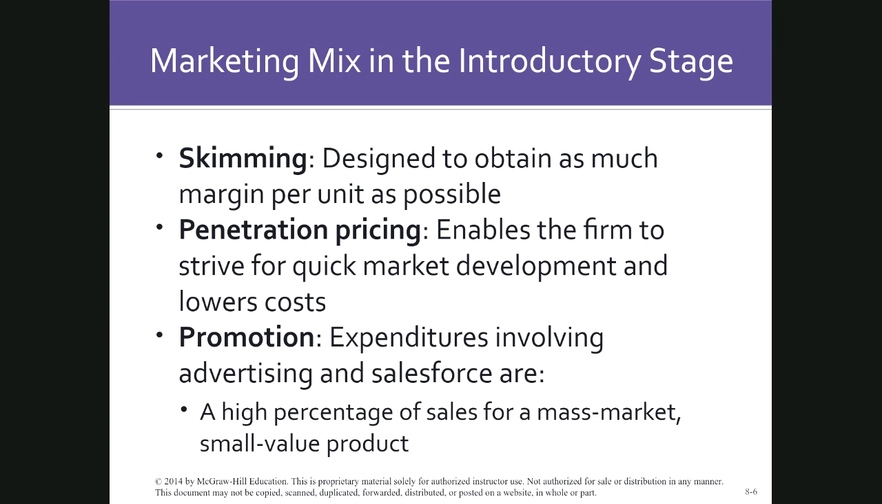Oftentimes, people get into a market knowing that they can't sustain it when competition comes in because they're either not big enough, or maybe they want to sell it and move on to something else. So they'll come in with skimming pricing, charging the highest price they can get, knowing they're going to be leaving. Or you could use penetration pricing, which you typically only do when you have a large market to sell to, or you think you have a large market.